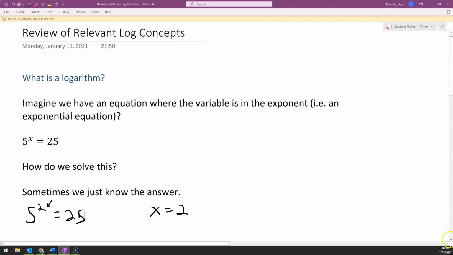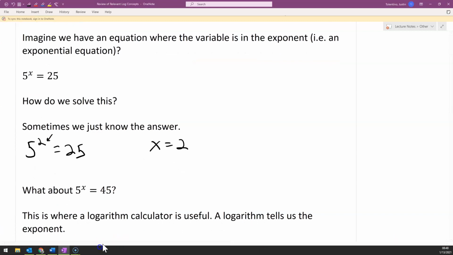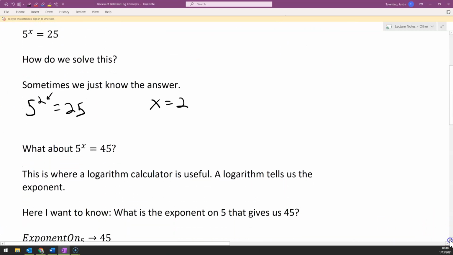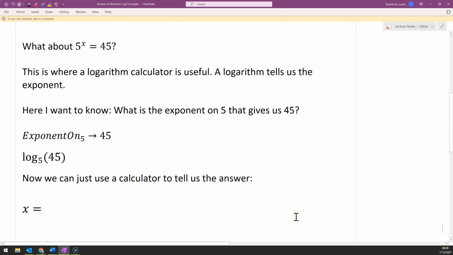But what if we started seeing something where it's not as straightforward? Like this one right here. What if now instead of equaling 25, which is a perfect square, I were to ask you 5 to some power is equal to 45? Well, now we may be a little more stumped here, because 5 squared is 25, that's too small. 5 to the third power, which is 5 times 5 times 5, would be 125, that's too big. So my answer has to be somewhere between 2 and 3, some decimal. But I'm not sure what that number is.